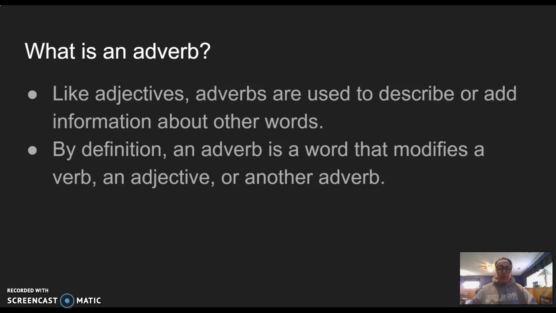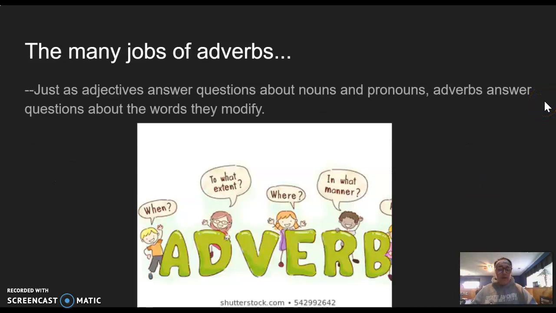And then adverbs do even more describing, so they make it even more specific and show how or when something is happening. And so it's really just giving more information for your writing, making things clearer for your reader. So when you're using adverbs in a piece of writing, it's something that you're doing to make your message more clear. By definition, this is a word that modifies a verb, an adjective, or another adverb. The many jobs of adverbs, so they do a lot more things than the adjectives do.